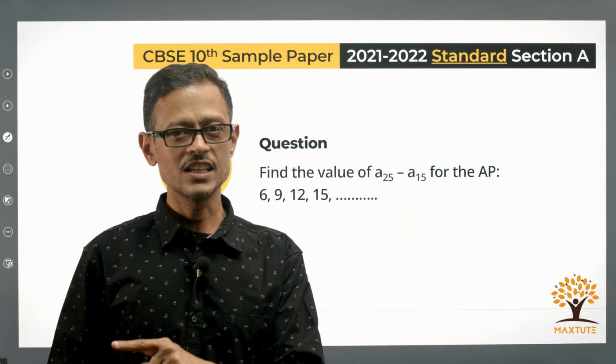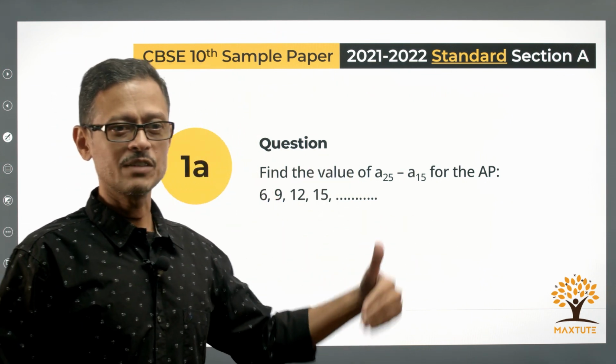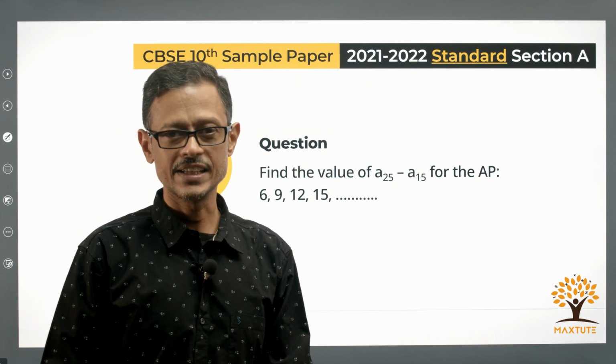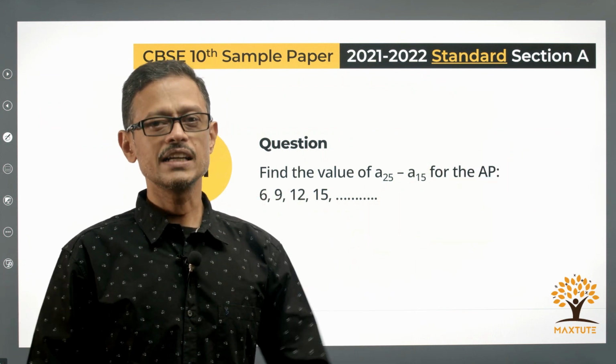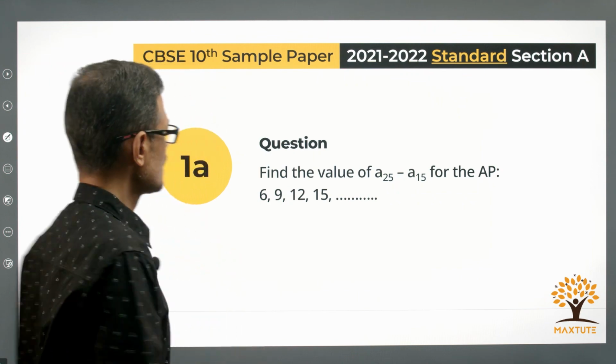Question 1 had an internal choice. So let's start with the first part, do the second part, and also do the two parts in the case study question. So in total, we'll be solving 4 questions in this video. Start with the first one.